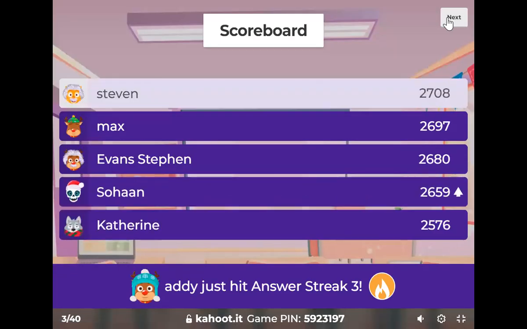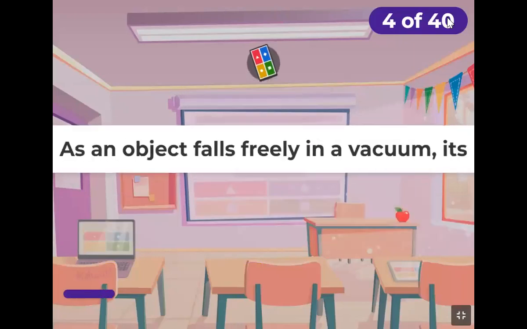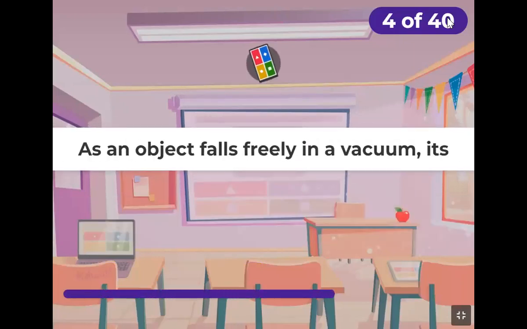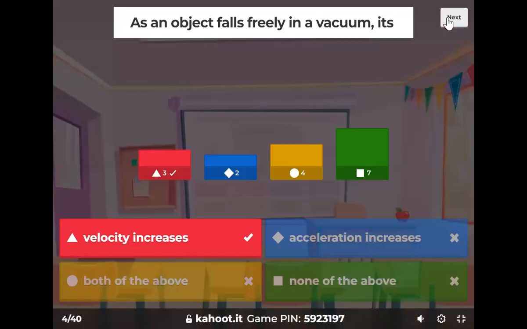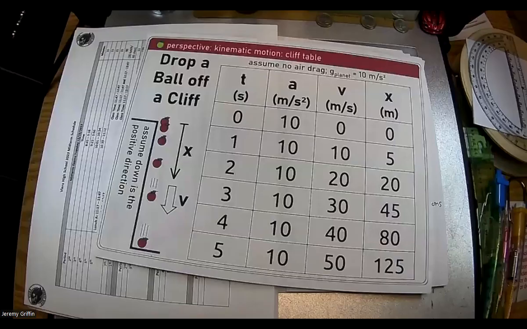Object falls freely in a vacuum. I'm looking for velocity increases, but the acceleration stays constant. Here, let me flip my screen over here and show you guys the poster version of this.